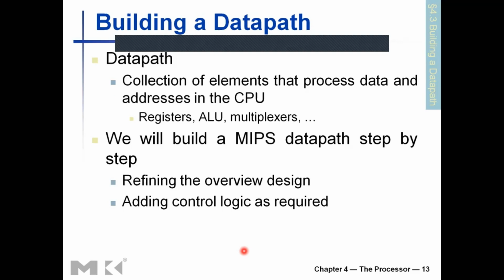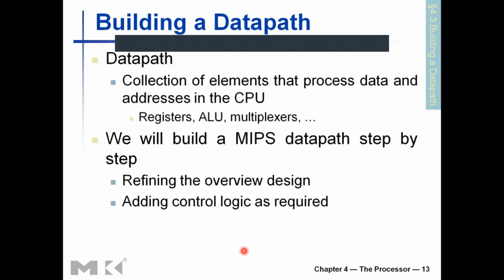A data path is a collection of elements that process data and addresses. So things like your register file, ALU, multiplexers, where all this data travels through, are part of the data path. So we will first design a simple, single cycle data path, step by step.